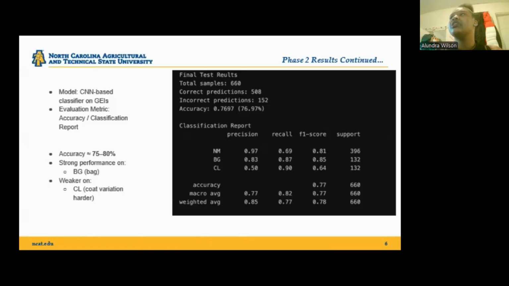Carrying a bag introduces clear silhouette changes and shifts in posture that the model could learn relatively effectively. The coat condition proved more difficult because coats alter the overall body shape and hide finer motion details. This increased overlap between classes and created more confusion during classification. The confusion matrix showed that the model was generally learning useful gait features, but some overlap still exists between normal walking and coat conditions. These observations became important because they directly guided the improvements we implemented during phase three.